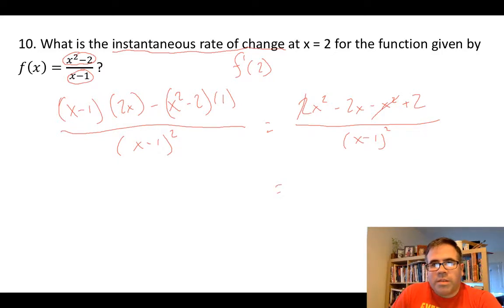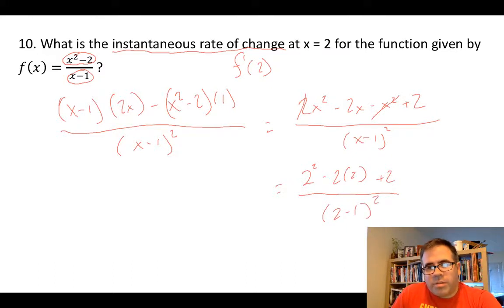That's going to be equal to 2 squared minus 2 times 2 plus 2 over 2 minus 1 squared. 2 squared is 4, 2 times 2 is 4, these cancel out. So we just get 2 over 2 minus 1, which is 1. So it's just going to be equal to 2. That is our instantaneous rate of change.